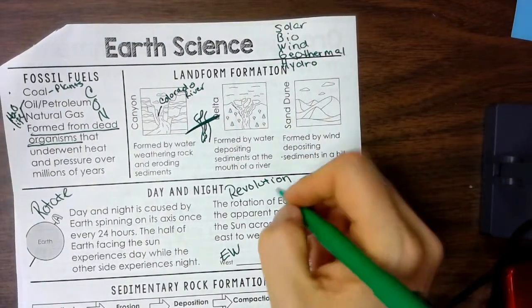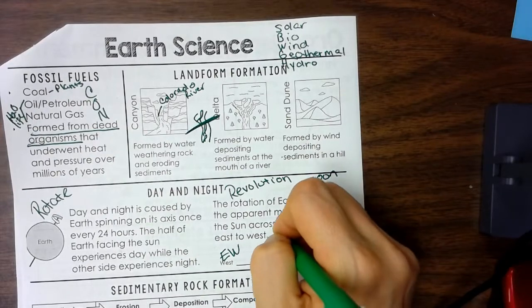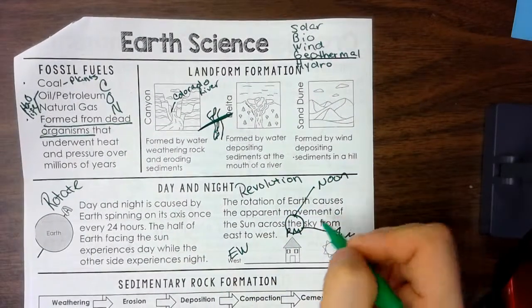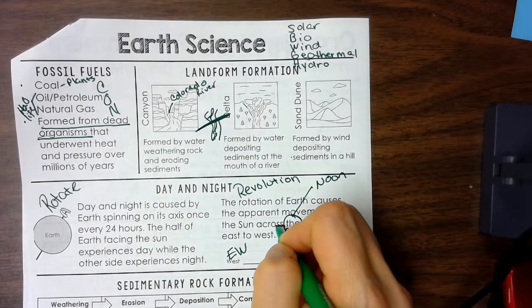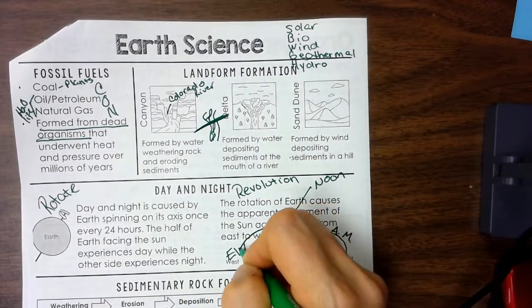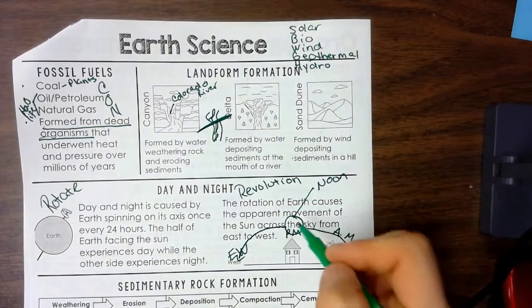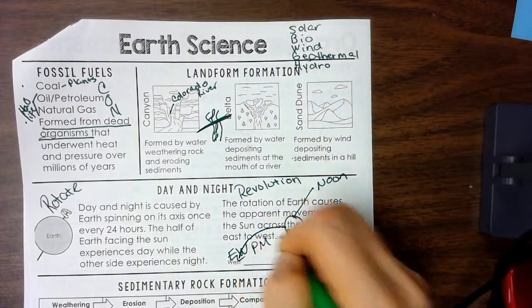Noon. And that's when AM turns into PM. And then the sun starts working its way down, right? And all of this is PM.